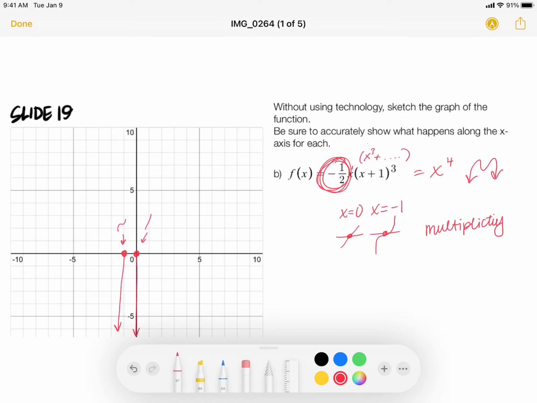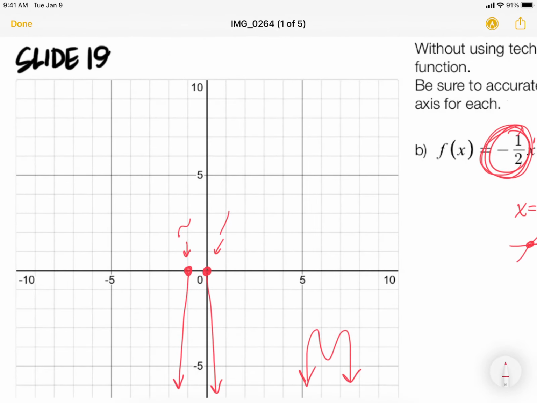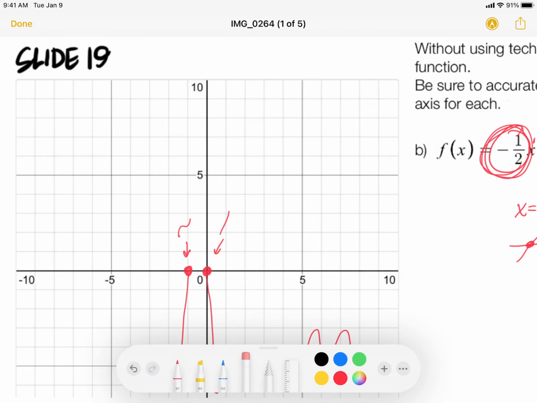So I know these two ends have to go downward, because my ultimate end behavior has to be down and down. So now I just have to figure out how to work around that. Well, right here, let me give this a little more detail, I know that it's got to approach with an inflection or a curve and leave with that curve. And here it's just got to go straight down.